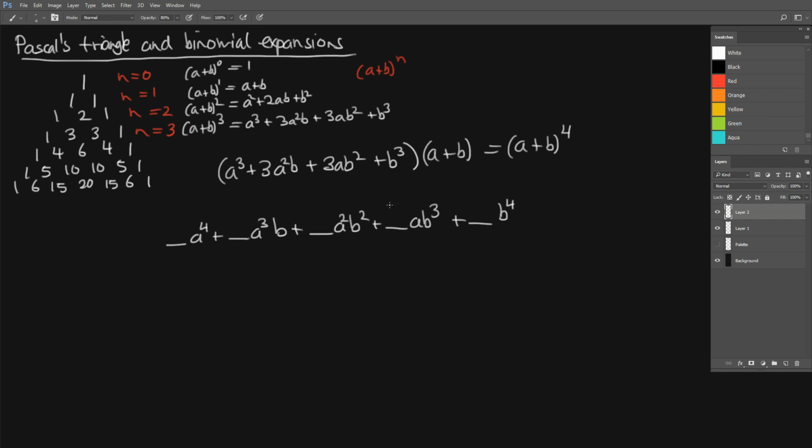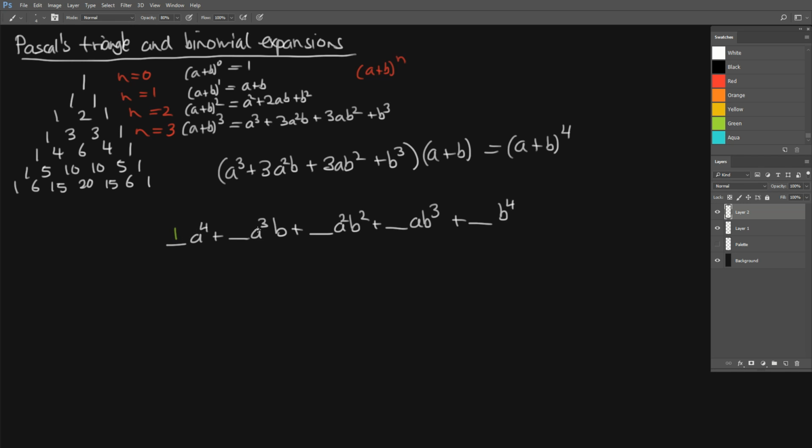So let's work out the coefficients. To get a to the 4, the only way we can get a to the 4 is a to the 3 times a. So we do this times a, and that gives us a to the 4. The coefficient of this is 1, the coefficient of that is 1. So if we look at our Pascal's triangle, that's why the 1's just sit on the ends there.